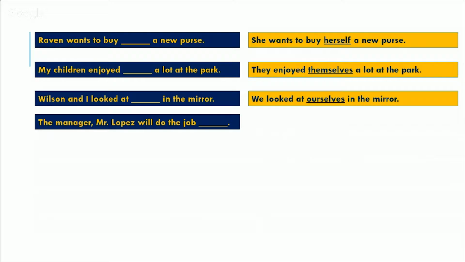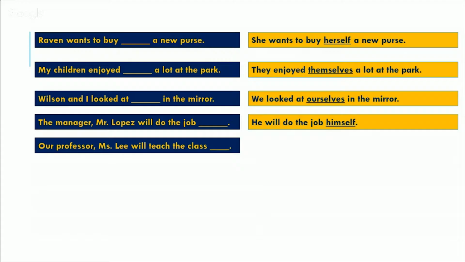Here's number four. The manager, Mr. Lopez, will do the job blank. I want a pronoun. Be careful. You have to know how much to take out. Quiero un pronombre, pero tengan cuidado porque tienen que saber cuánto del sujeto tienen que quitar. Tienen que quitar el sujeto entero. Entonces tienen que buscar cuál es el sujeto porque este es un poco diferente, right? It's a little different. The manager, Mr. Lopez, will do the job blank.